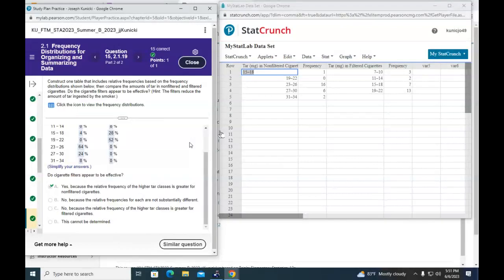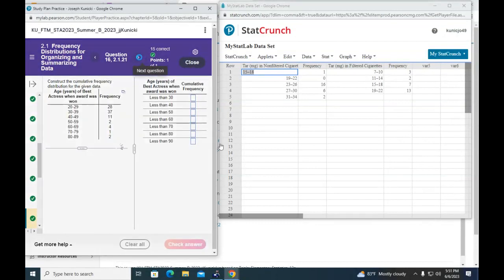Sure? You okay? Well, see, this is higher tar. There's a higher percentage of the cigarettes that have more tar. Those are the ones that are not filtered. But the filtered cigarettes have less tar. So it appears that filters help out with tar. If that's important, if you know anything about it, they usually make a big deal about tar and nicotine, right?